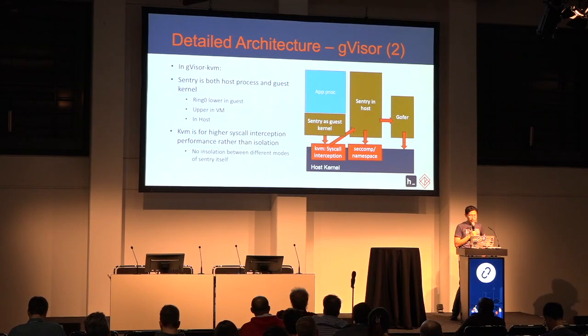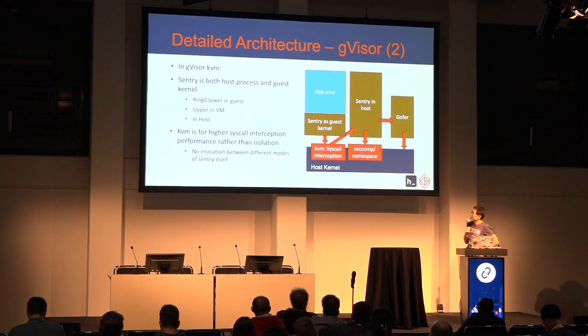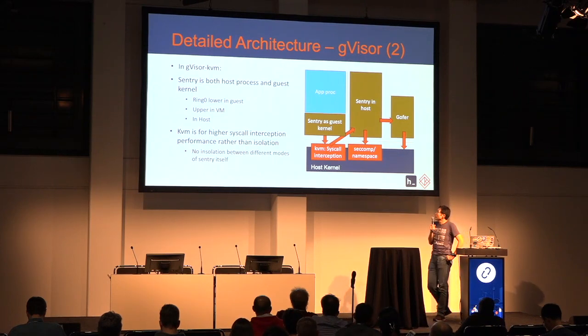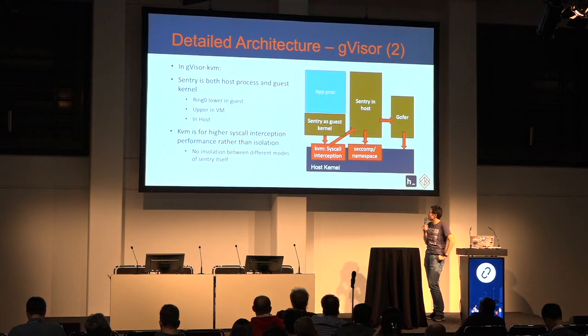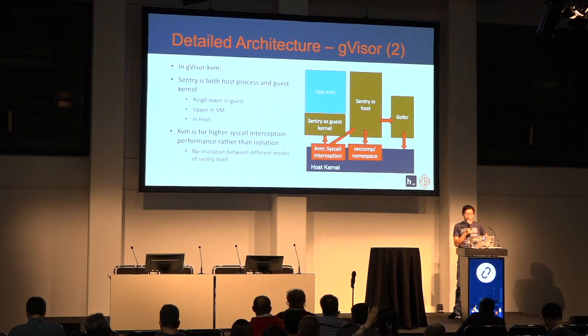Something deeper here. There is another platform for gVisor, the KVM platform. For the KVM platform, they use KVM to do the syscall interception. And in this mode, the Sentry maps itself to three different places.